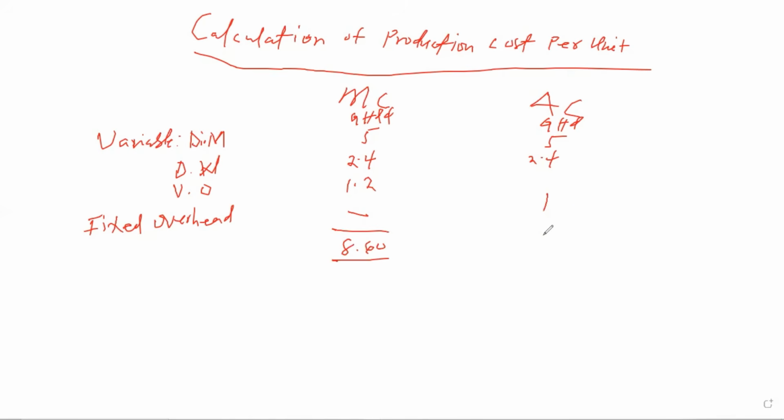Then here we have 9.60. So that is it. After doing this, you are done calculating your production cost per unit for the marginal costing and the absorption costing. Very, very easy.